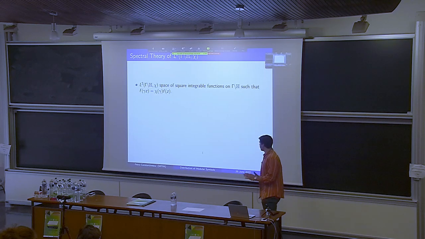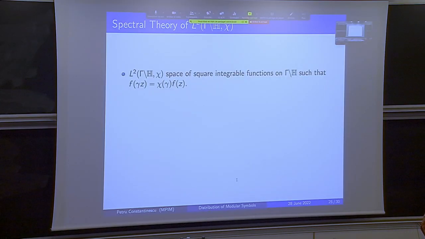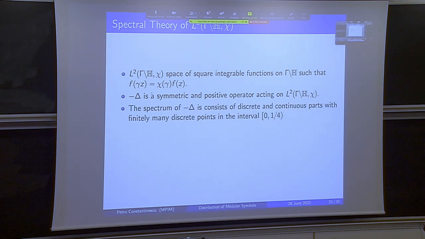So this is a bit of the bread and butter of the daily work of an analytic number theorist working in automorphic forms. By L2, I define the space of square integrable functions that behave like this: if I act by gamma, I get this character in front. We can spectrally expand this space in terms of the eigenfunctions of the Laplacian, and it consists of a discrete part and a continuous part. We know that we only have finitely many eigenvalues on the interval 0 to a quarter. And in the very famous Selberg conjecture, we expect that for congruence groups, the only eigenvalue on this interval is 0.